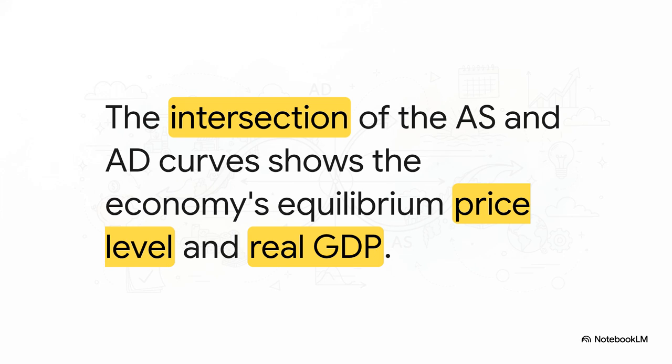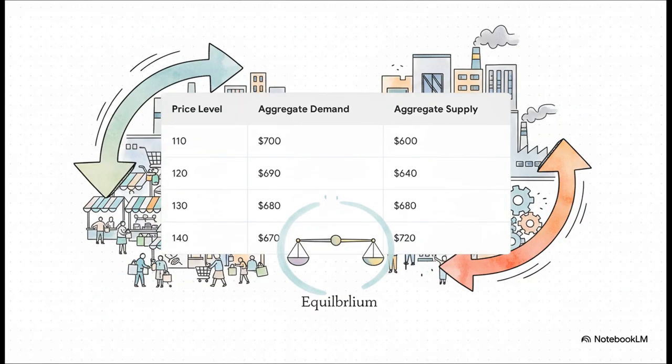It tells us two absolutely critical things about our economy's health all at once: the overall price level, which is tied to inflation, and the total output, or real GDP, which is tied to jobs and economic growth. This little table for the fictional country of Serbia makes the idea totally clear. Look, when the price level is low, down at 110, demand is really high, but firms don't want to supply that much. There's a mismatch.